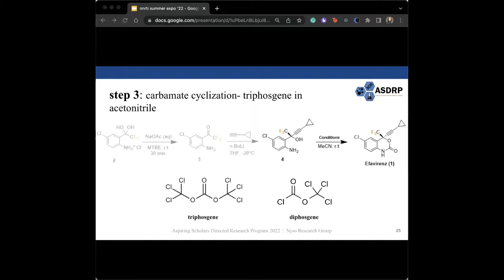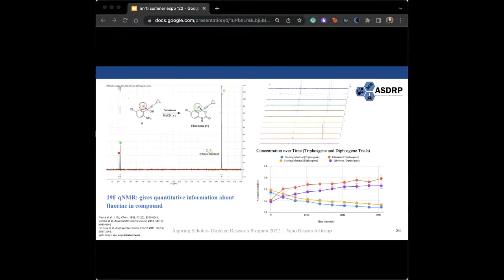And finally, for the last step, triphosgene in acetonitrile is used in a carbamate cyclization to obtain the final efavirenz compound. This step can also be monitored using 19F NMR, as you can see using the top two photos. In addition, from the chart at the bottom, it can be seen that triphosgene is better than diphosgene in producing higher concentrations of efavirenz.